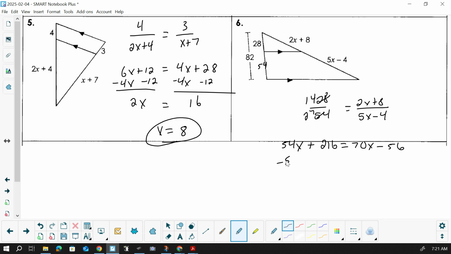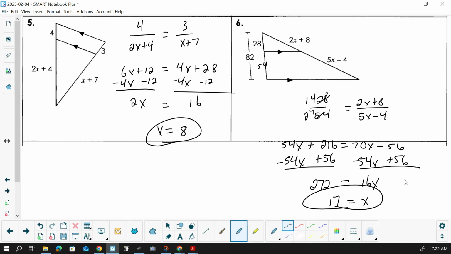So I'm going to subtract that 54x from both sides and add that 56 to both sides. So we got, that's gone, 216 plus 56 is 272. And 70 minus 54 is 16x. Divide both sides by 16, and we get x equals 17, I think. 272 divided by 16. Yeah, 17.